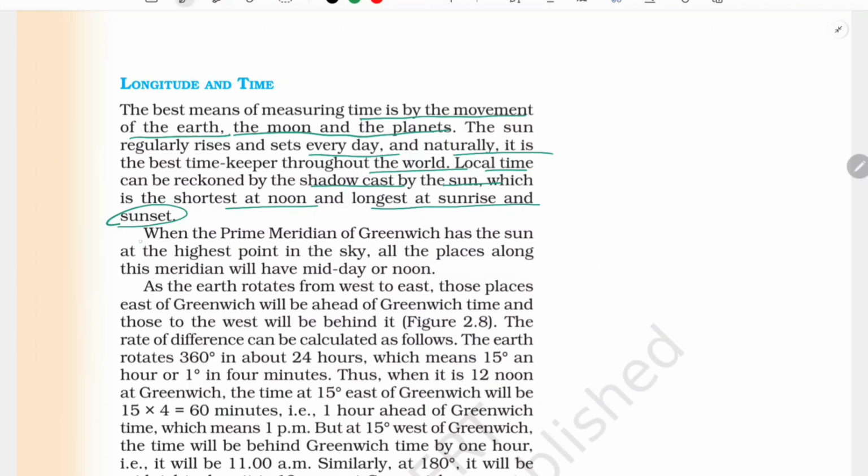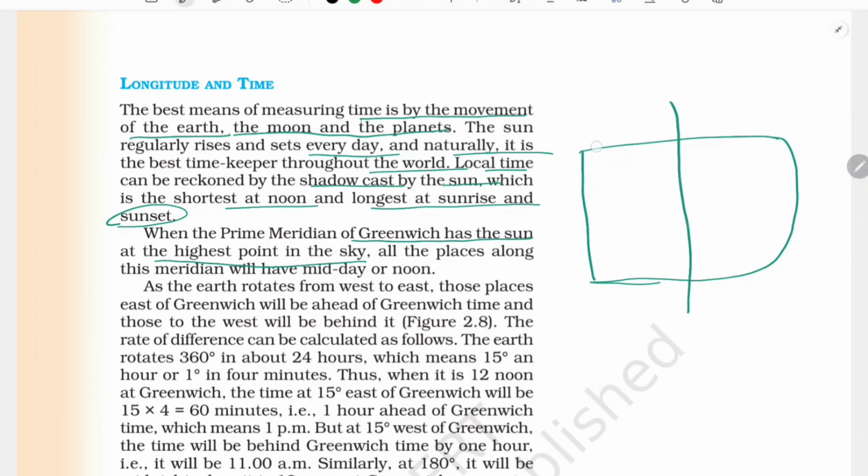Let us try to understand more. Suppose this is the world map, and this is Greenwich, the prime meridian. Suppose the sun is at the highest point in the sky in this area. Then it will be 12 noon in this Greenwich, and all the places along this meridian will have midday noon.